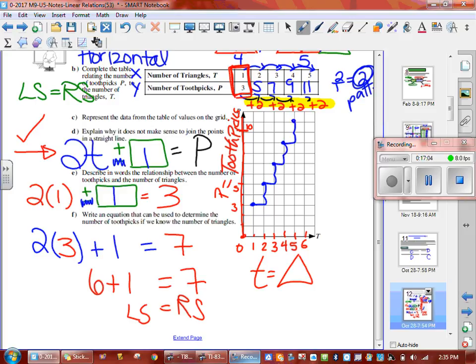Now, remember, am I going to join those dots I just created? No, because we can't make half a triangle, we can't use half a toothpick. So that's discrete data. We will not join the points. What this part right here is, this is not me joining the points, this is me showing you how far it's moving. It's moving 1 right, 2 up. And it'll always use the same pattern.